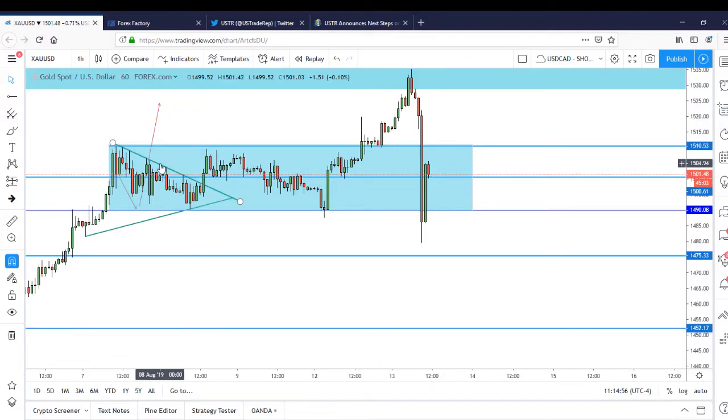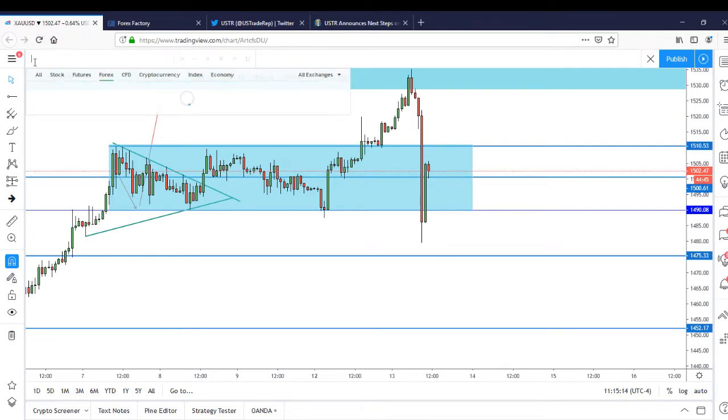Consolidation boxes, use them if you don't have them. It's a very nice way to plot your support and resistance, and just kind of watch price as it moves in and out of this region. And it's a great tool. We had a nice break, retest, and a 250 pip move. So moving on to USD yen.